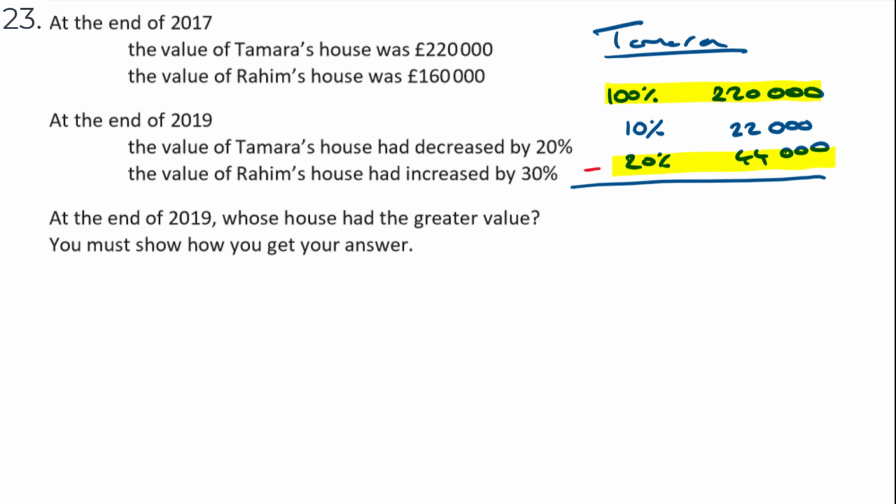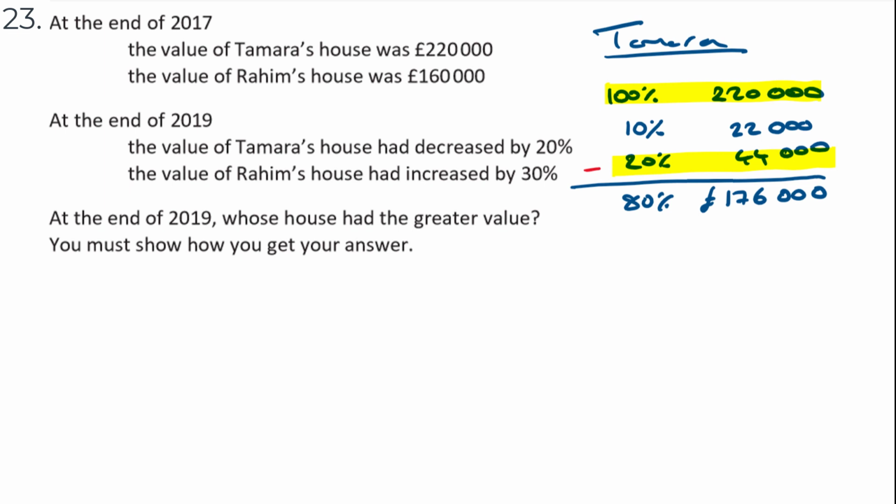So 100% take away 20% is 80%, and 220,000 minus 44,000, so 220 take away 44. We'll take away 40, that would take me down to 180, take away another 4 is 176, isn't it? So that's £176,000. Okay, so that's Tamara's.